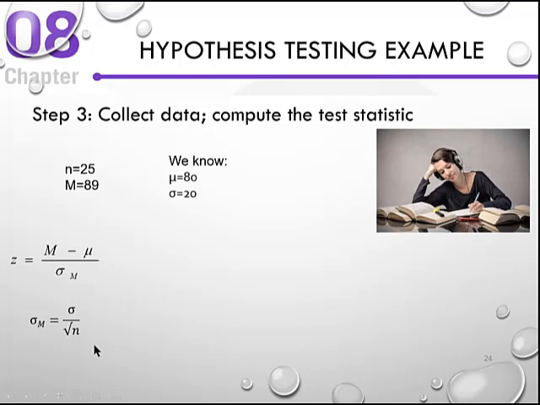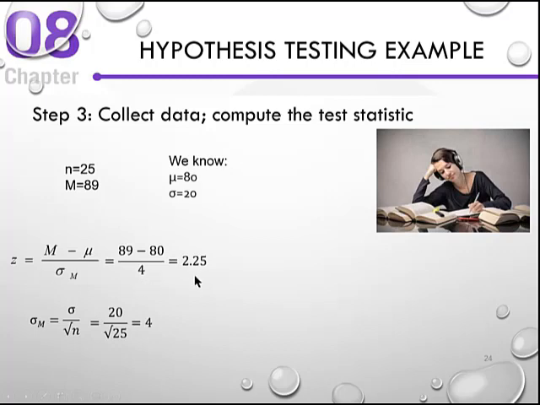But you can see it's really not that different from anything we've done before, because at this point it's just plugging in. That's 20 divided by the square root of 25. So we get a standard error of the mean of 4. Plug this back in here. We know the sample mean was 89, the population mean was 80, so we get a z-score of 2.25.